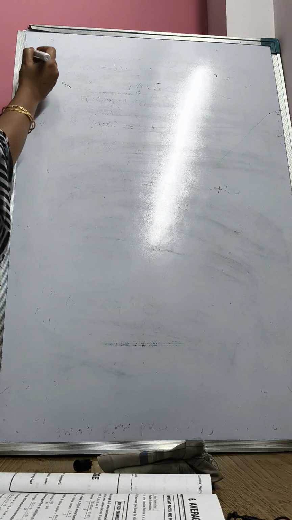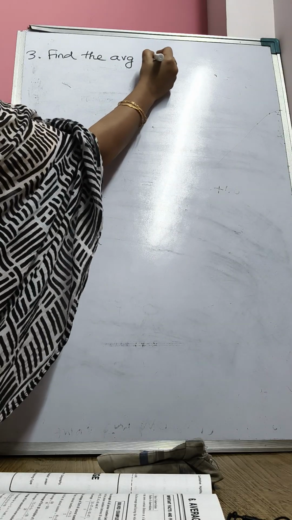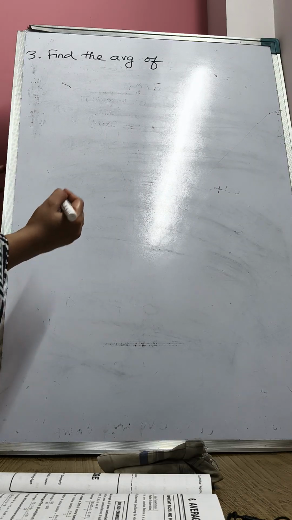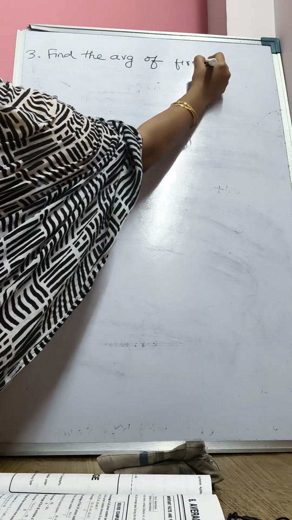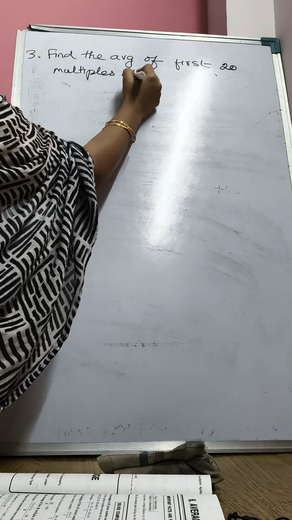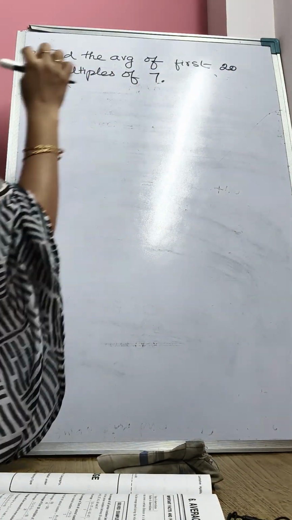Let us see the question. The question is, find the average of first 20 multiples of 7. Okay, answer. Now, what average do we have to find? We should know first. We have to find the average of first 20 multiples of 7.